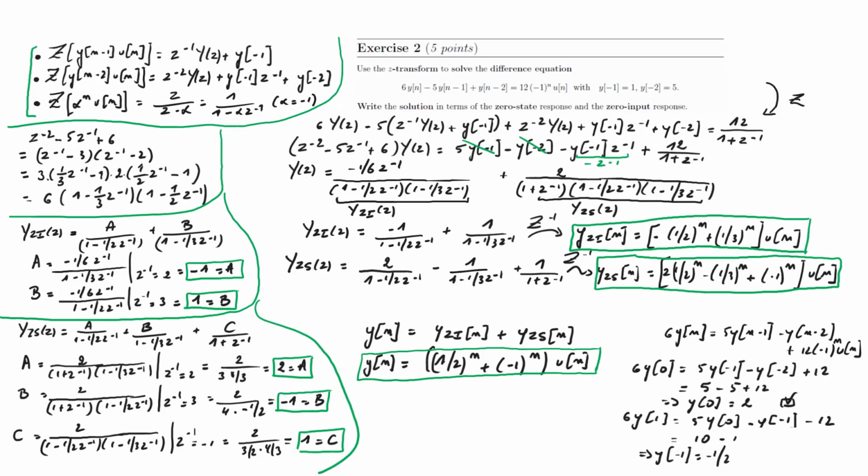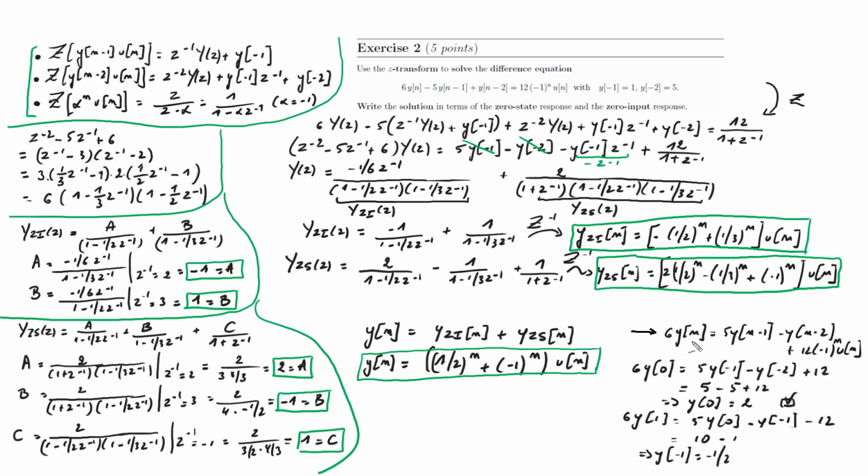And of course you should always check if your solution matches the initial conditions. In this case it's a bit more complicated because we have a difference equation with a shift to the right, but then you have to remember that you can rewrite this equation over here, by taking this term and this term to the other side, and this is then what you obtain, right?